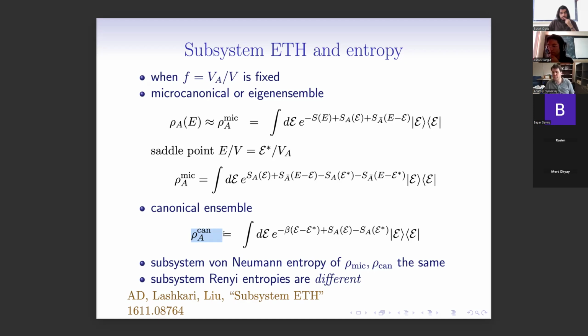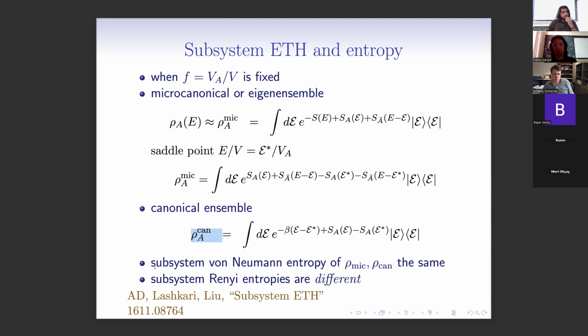But if your subsystems are large, these are two different ensembles, and the reduced density matrices of those two ensembles are two different matrices. That is important. That is not always appreciated. It's not that this is something new, but this is something which people do not always appreciate.